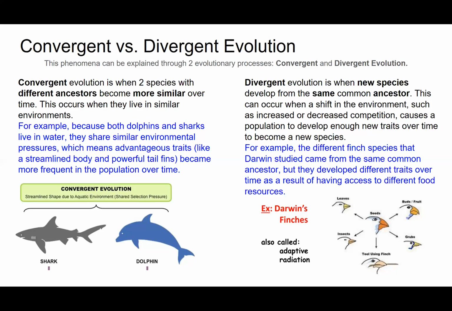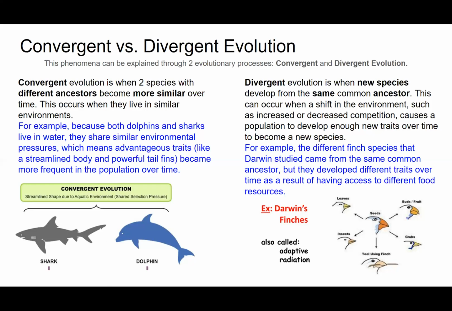Divergent, that's when you have new species develop from the same common ancestor. And so in this case, you're going to have a common ancestor, and you're going to see that all the species come right off of it. So this can occur when a shift in the environment, such as increased or decreased competition, causes the population to develop enough new traits over time to become a new species.